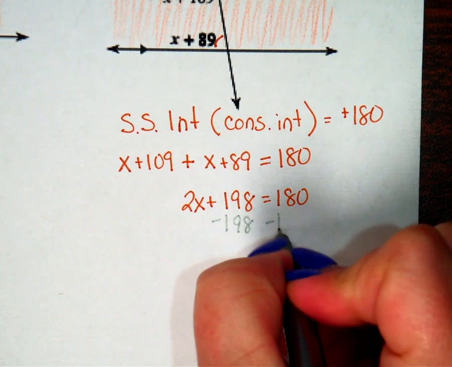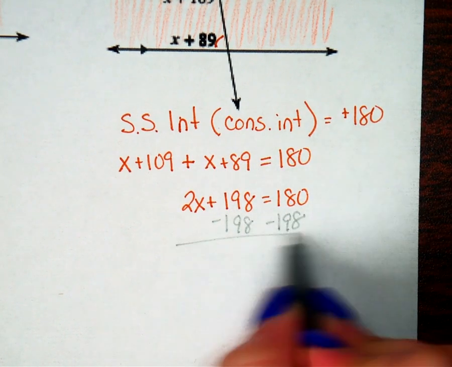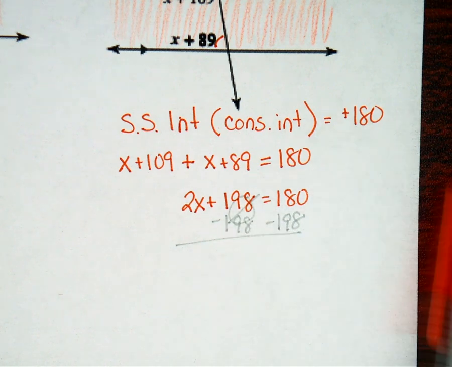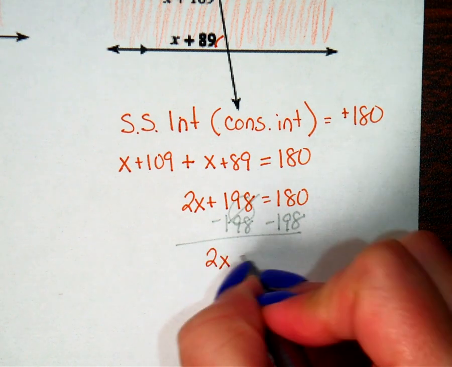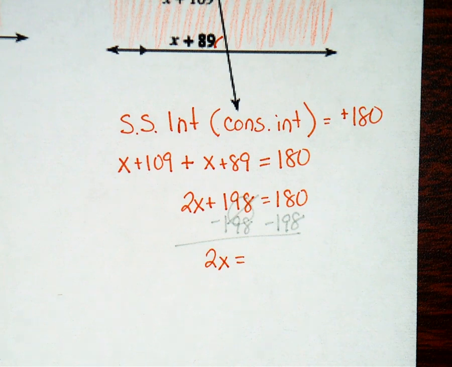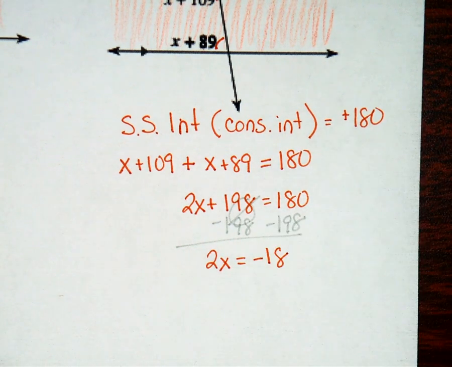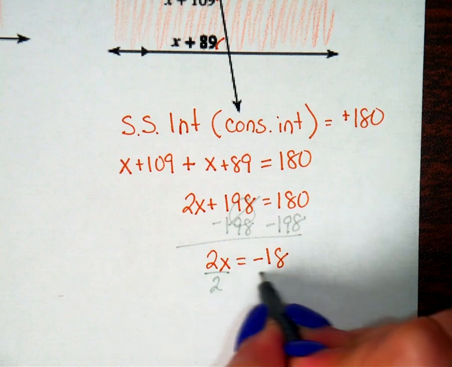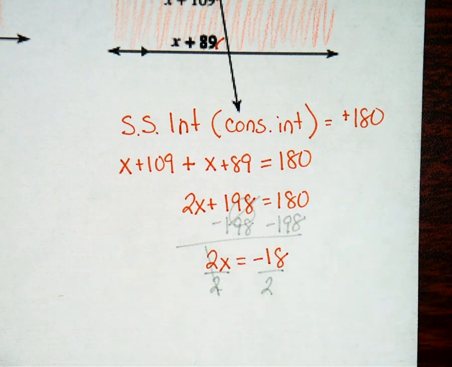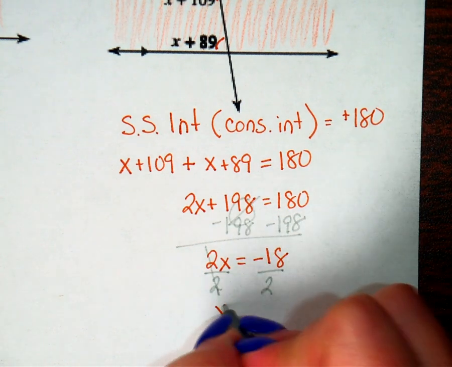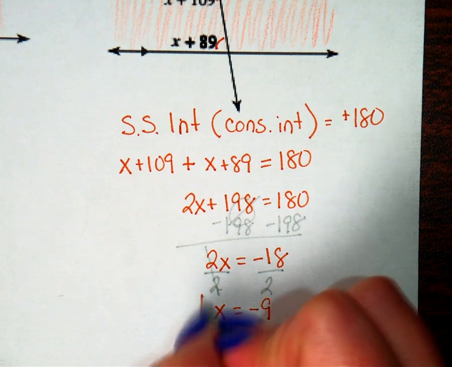Subtract 198. So 2x is going to equal 180 minus 198 is negative 18. Divide both sides by 2. Division property of equality. 1x equals negative 9.